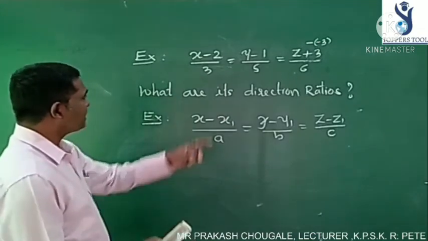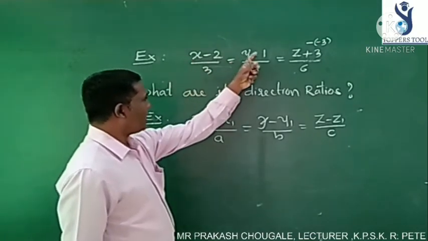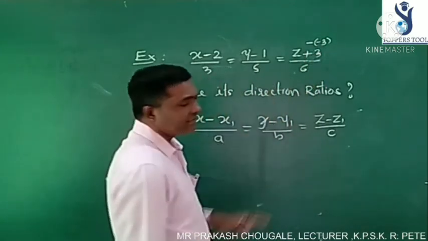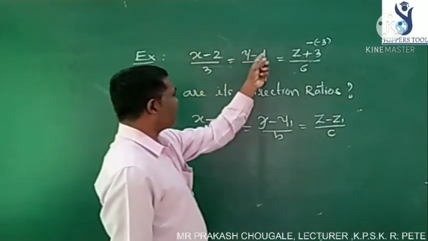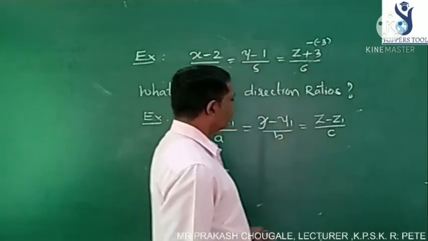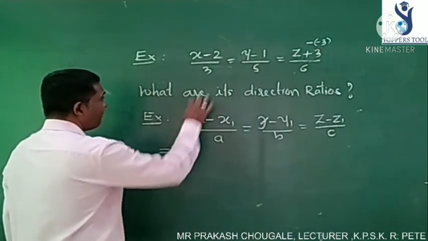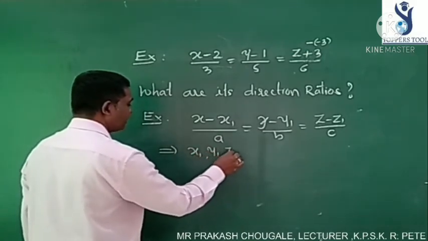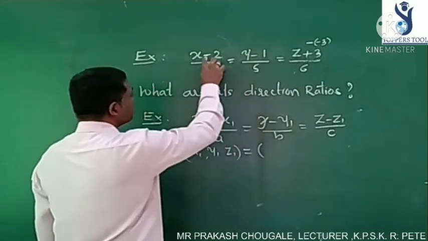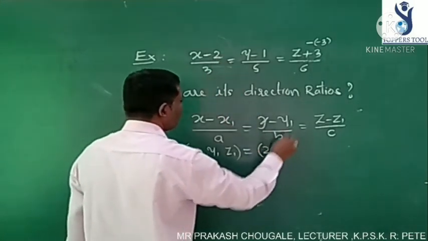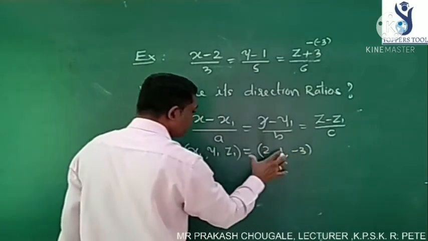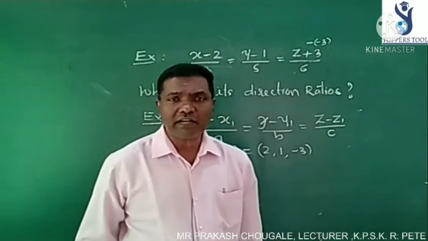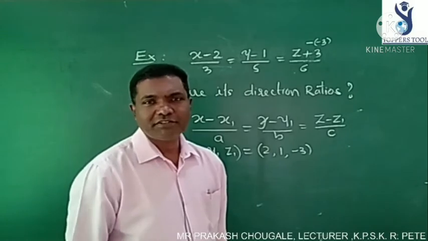Okay. So now it takes the form (x − x1)/a, (y − y1)/b, (z − z1)/c. So here, if you compare this with this, you will find a point on the line: 2, 1, −3. So this is the point on this line. So from a given Cartesian equation of a line, you must be able to tell what the point on the line is.